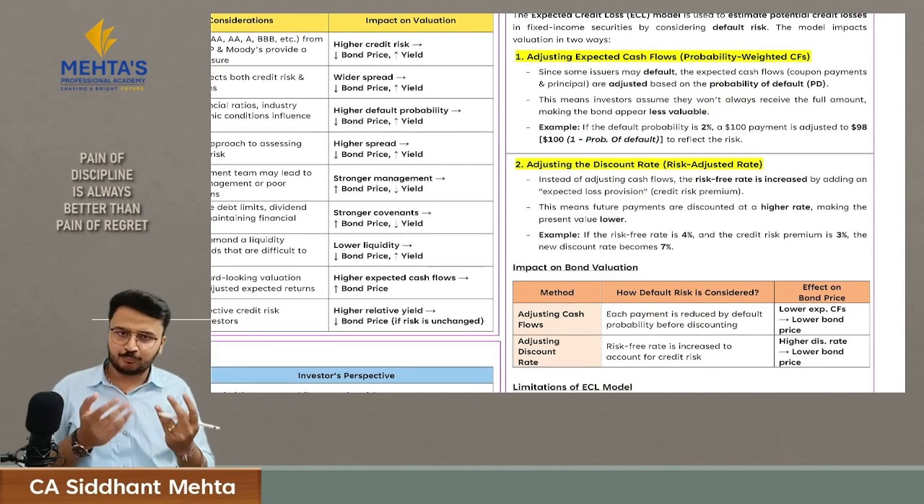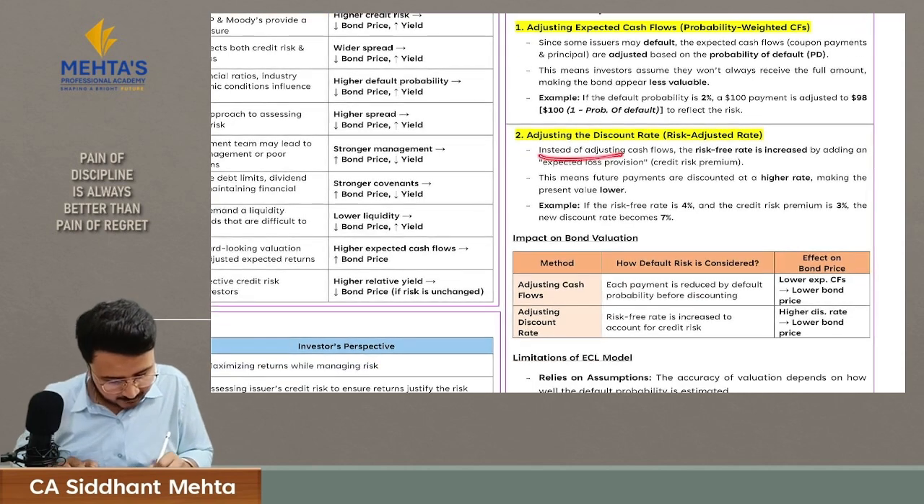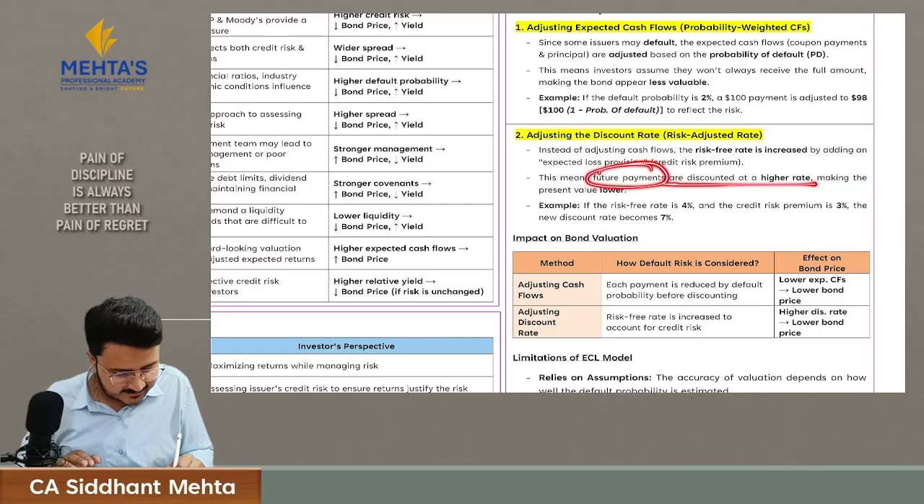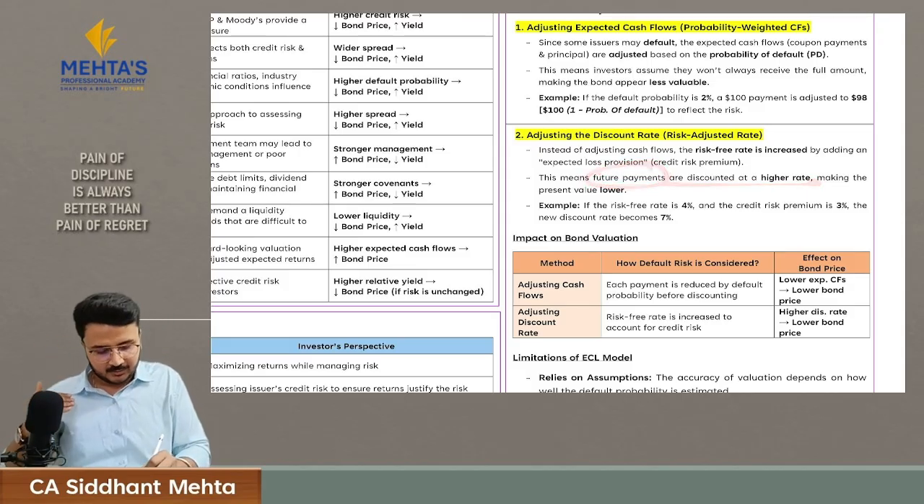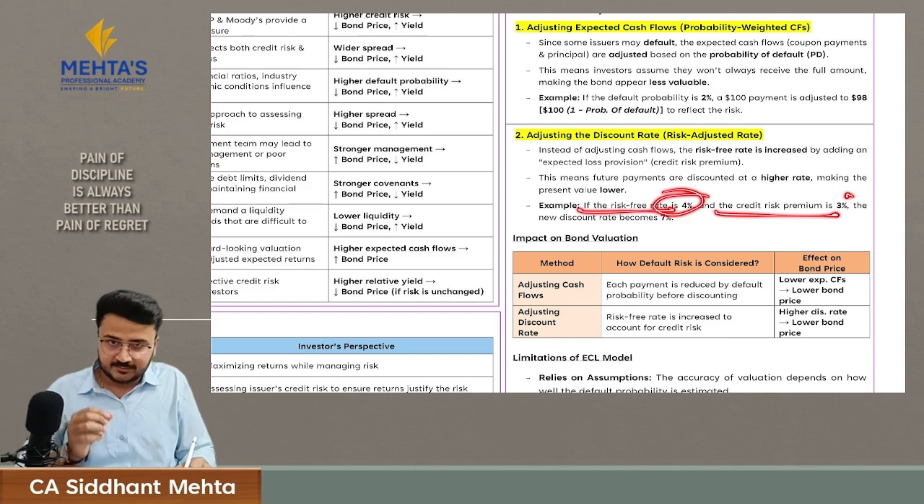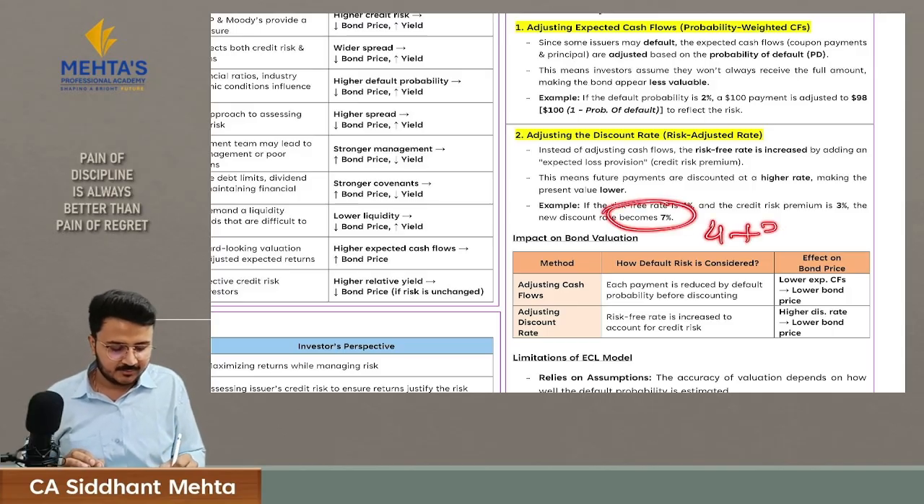And in the second method, you will increase your discounting rate, by which your present value will be lower. Here, instead of adjusting cash flows, the risk-free rate is increased by adding an expected loss provision. This means that the future payments are discounted at a higher rate. If you're discounting your future payments at a higher rate, then your present value will be lower. For example, if the risk-free rate is 4%, and the credit risk premium, which you are adding specifically for this default risk, is 3%, then you have to discount your cash flows by 7%. That is 4 plus 3.